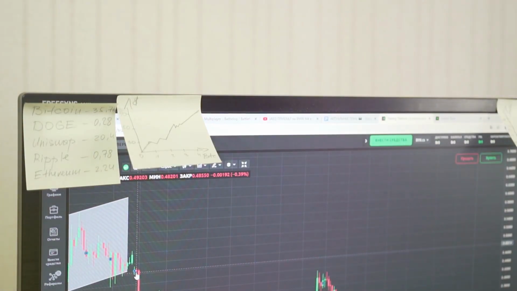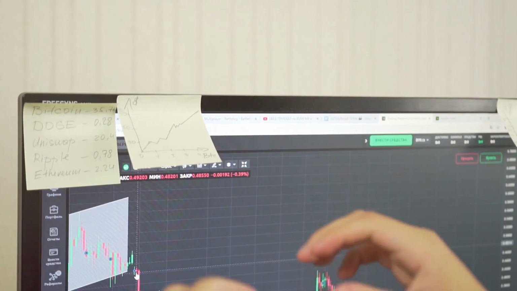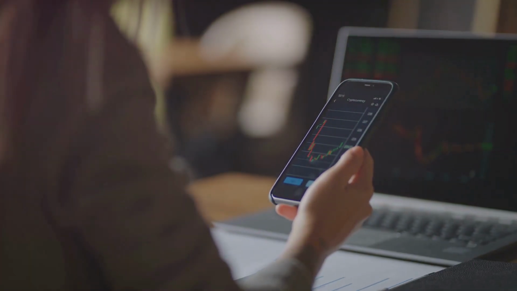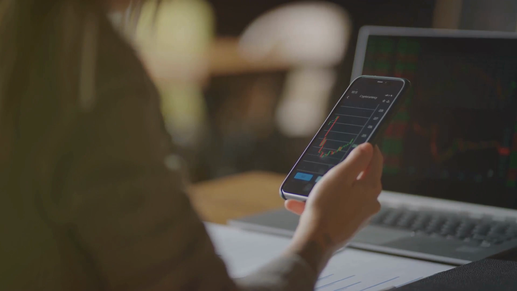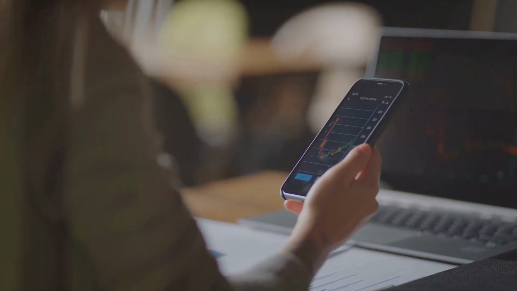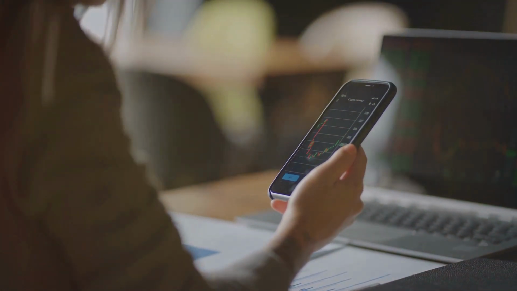Diversification helps manage risk. Invest in a mix of stocks across different sectors and industries to spread risk. Regularly review your investments and stay informed about market trends. Adjust your portfolio as needed based on your analysis and changing financial goals.